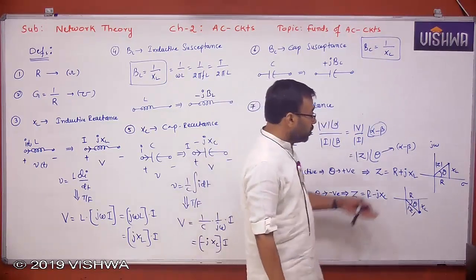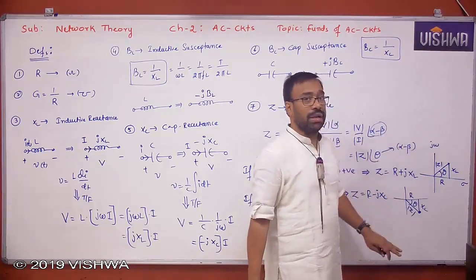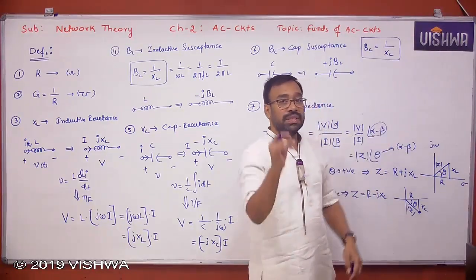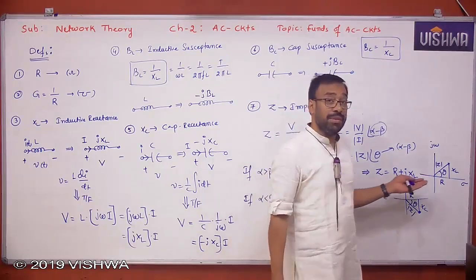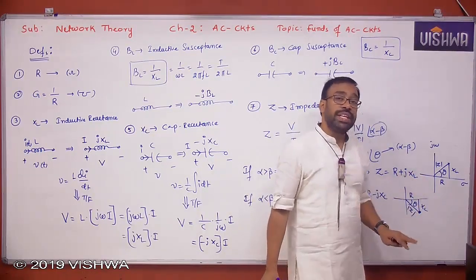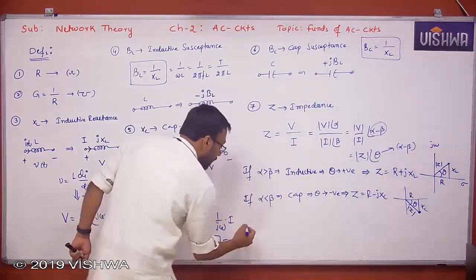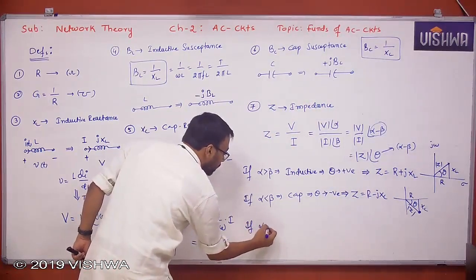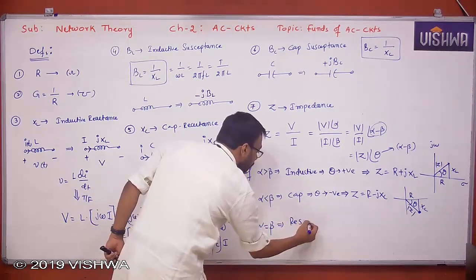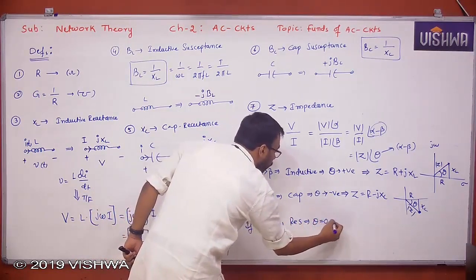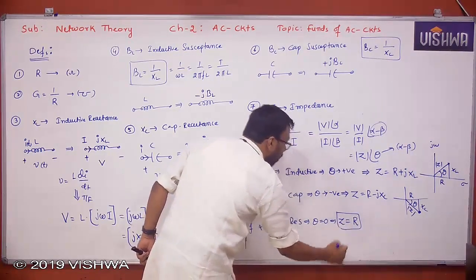So for capacitive, you get a downward triangle. Upward triangle, downward triangle. If the triangle is upward, that means it is in the first quadrant, or A plus jB form. If the triangle is downward, it is A minus jB form. That means it is in the fourth quadrant, okay? Then if alpha is equal to beta, then it is going to be resistive, and theta becomes 0 and Z becomes simply capital R. That's it. Yes or no, all of you, okay?